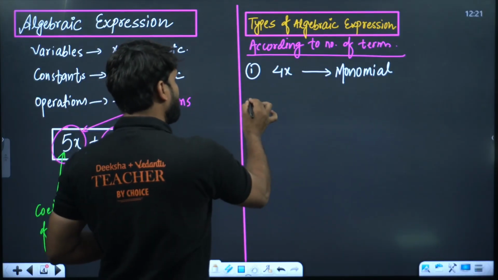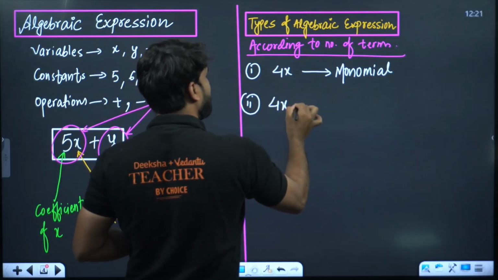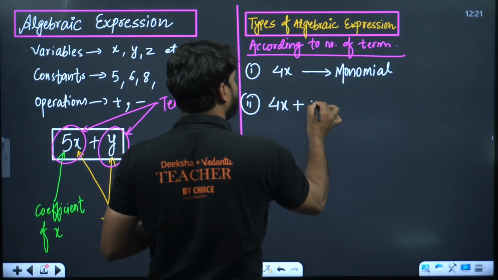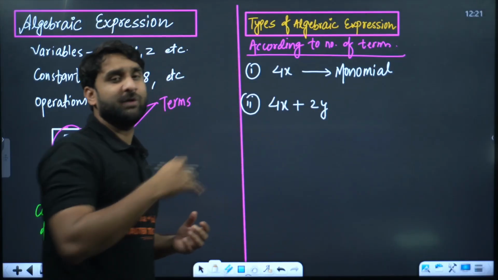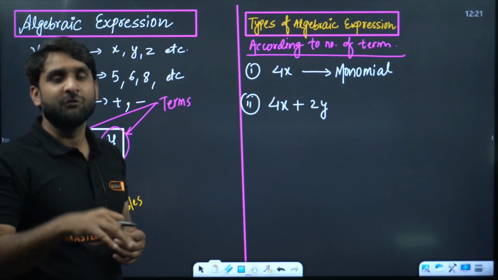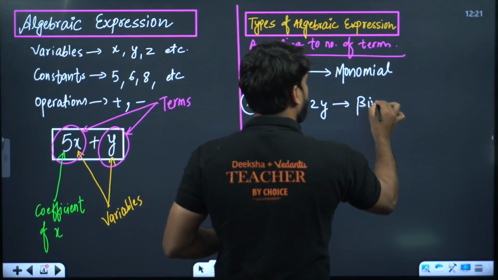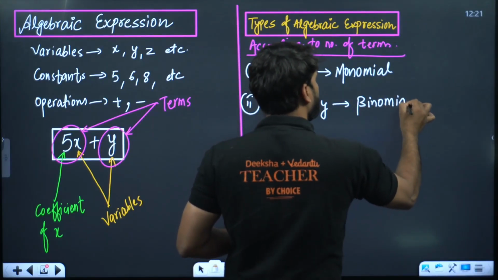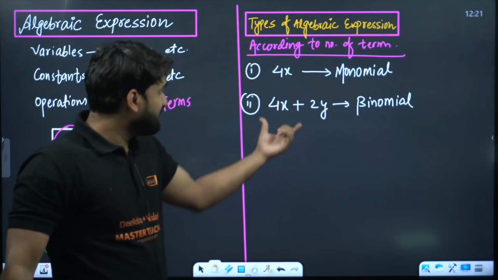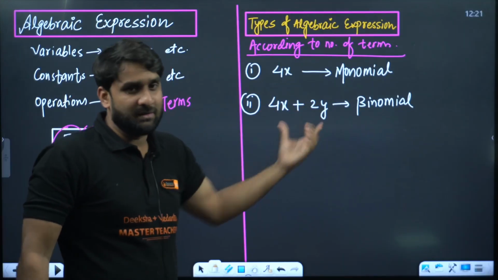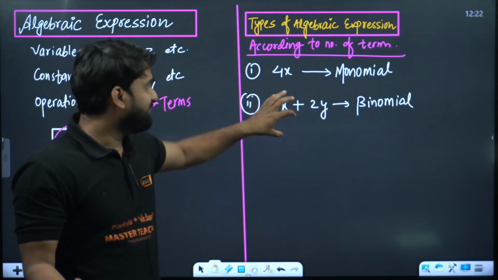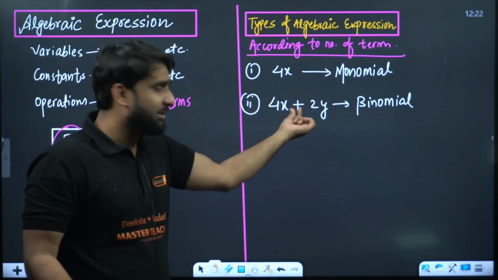The second one is, if this is 4x and I have added one more term, let's say 2y, 4x plus 2y. So this is called binomial. Why binomial? How many terms are there now? 2 terms. This is binomial because of 1 term and 2 terms. I have already told you what are called terms: the family members which are separated by operation.